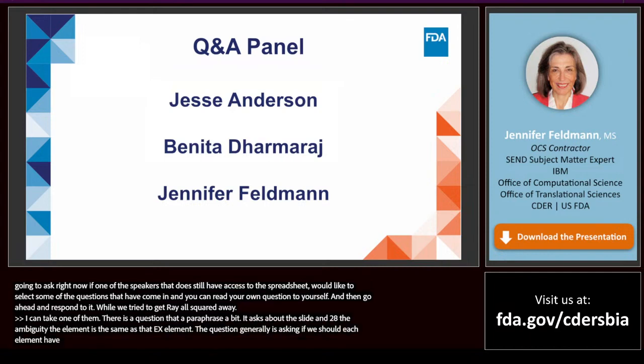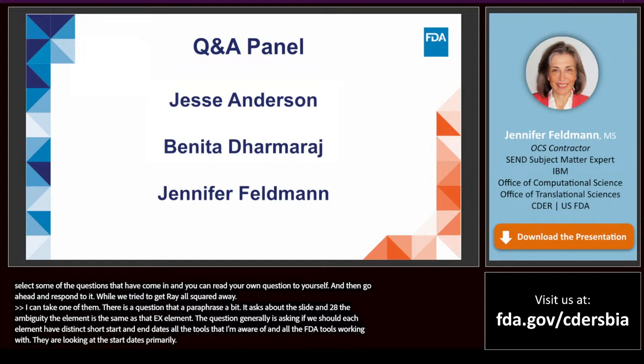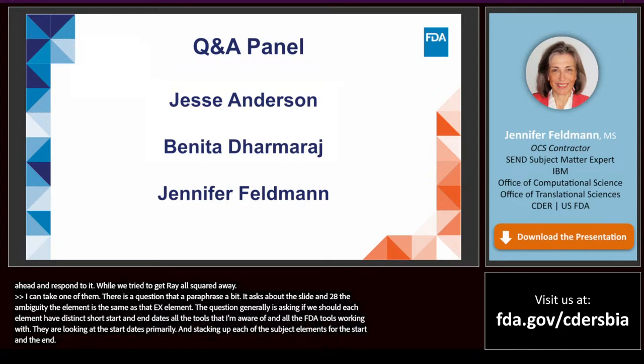What all of the tools that I'm aware of, at least all of the FDA tools that we're working with, they are looking at the start dates primarily, and kind of stacking up each of the subject elements and for the start and the end. So the overlap as described in the SENDIG for the end of one element and the start of the next, and I had that as the second example in slide 28.